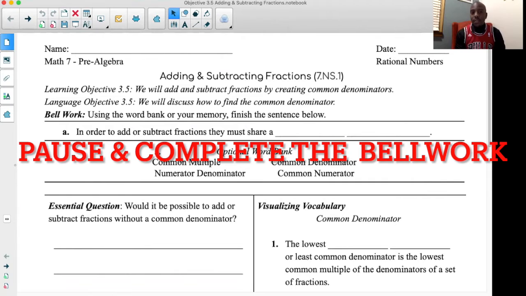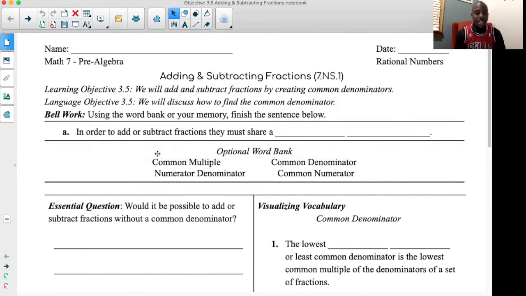All right, awesome. I'm hoping that you were able to realize that in order to add or subtract fractions, they need to have a common denominator. So the words common denominator are what should be filled in right here. Now, what does it mean to have a common denominator? That means they have to have the same number on the bottom of the fractions before you add or subtract them.